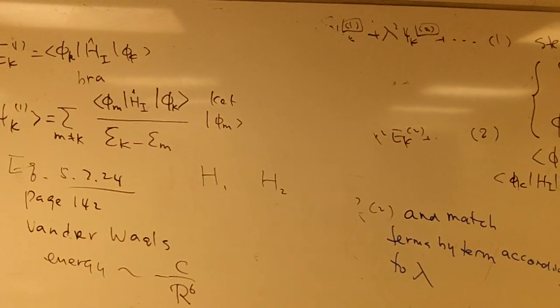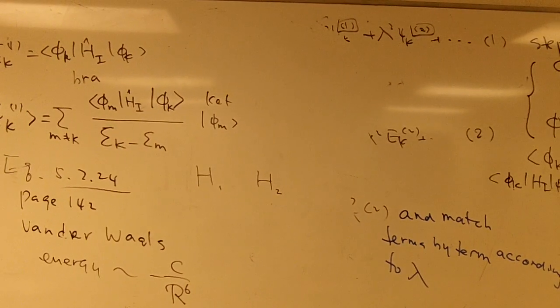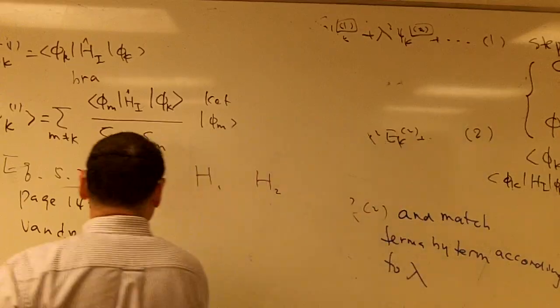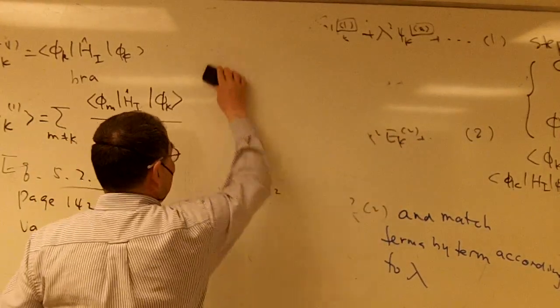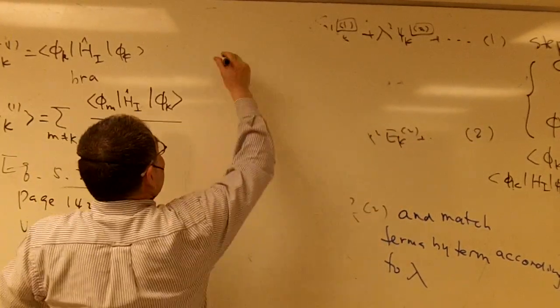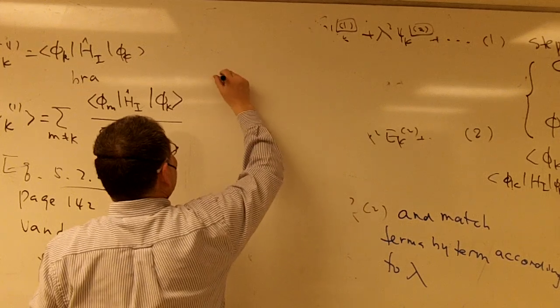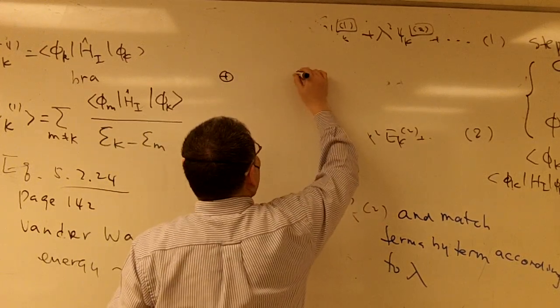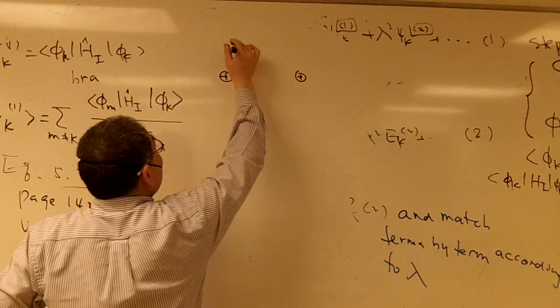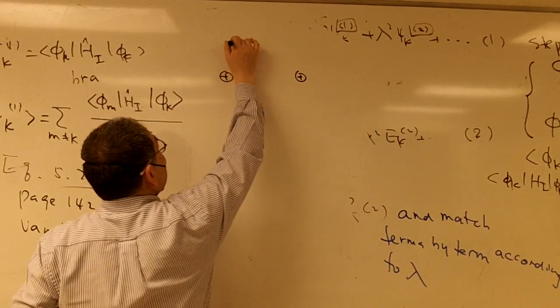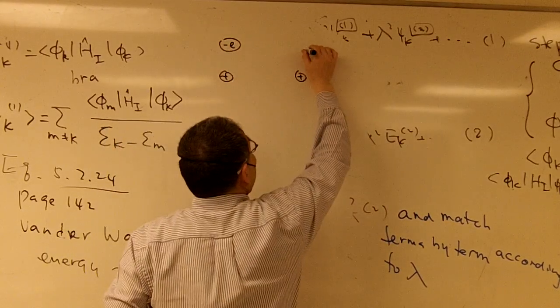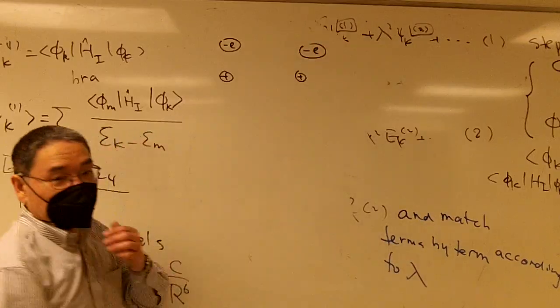So this is one which is quite important. Let's look at two hydrogen atoms. I'm going to write this down over here. So for one hydrogen atom, we have one proton here, another proton here, and here is one electron, negative charge, and another electron, negative charge, like this. Okay.